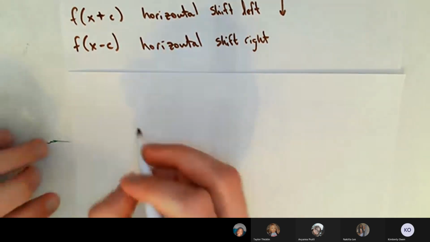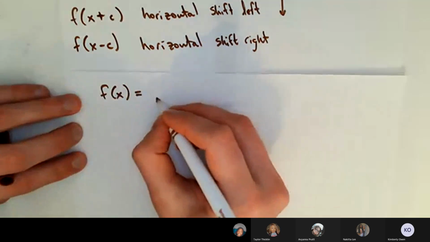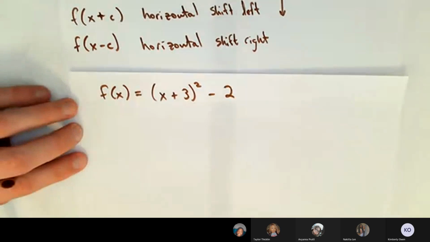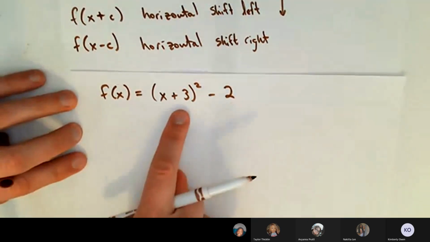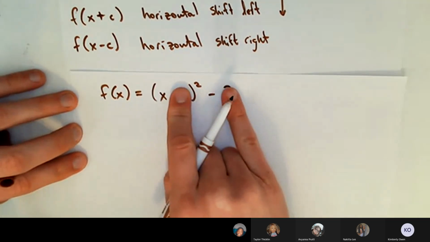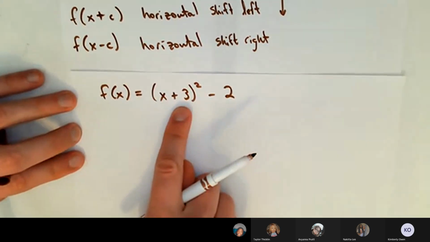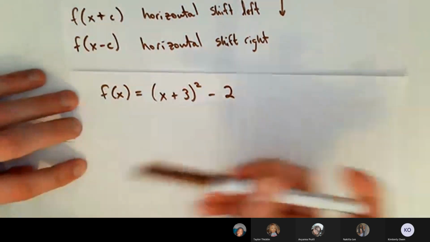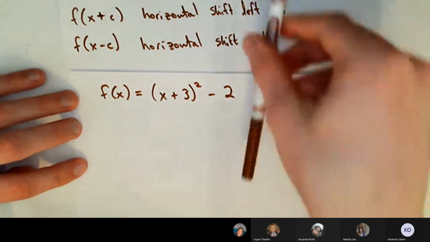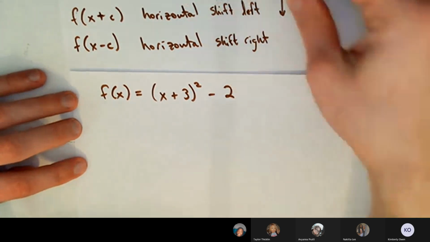So if I said f of x, I'm just going to pick a parabola again because they're a familiar shape. Let's say x plus 3 all squared minus 2. Okay, so what am I doing? I'm adding 3 inside the function. So the base function is x squared. Take all these extra operations away, it's just an x squared graph. I'm adding 3 inside. That's going to result in a shift to the left by 3. And I'm subtracting 2 outside the function. That's going to result in a vertical shift down by 2.